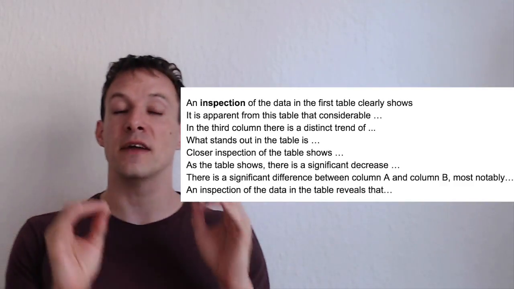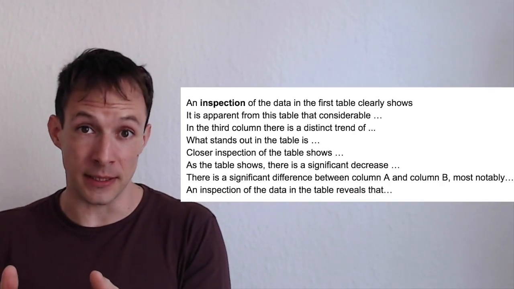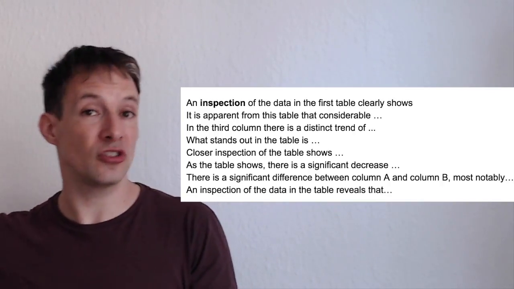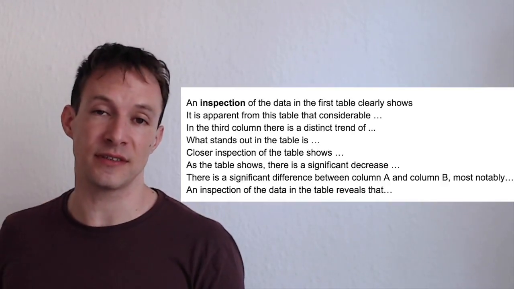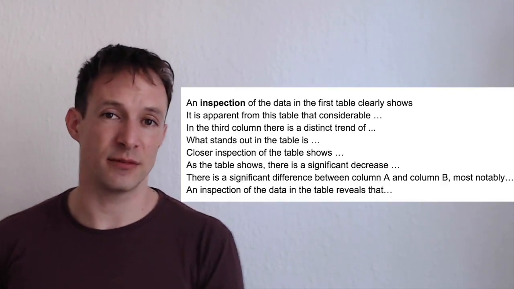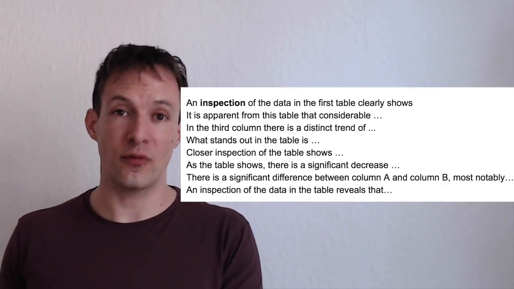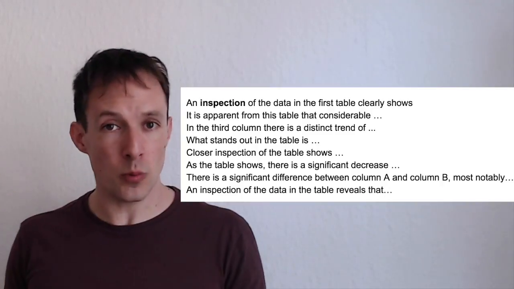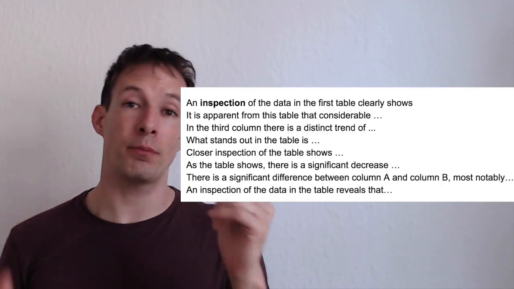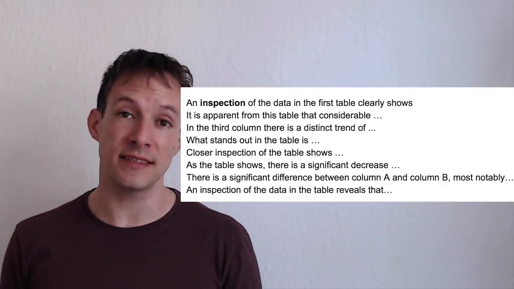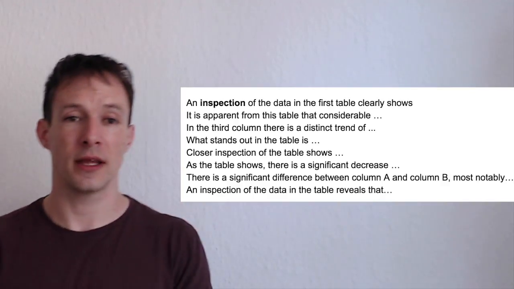Next one. There is a significant difference between column A and column B. Most notably, there is a 500% difference for the final year, something like that, okay? But this is another useful phrase, because if you use it appropriately, it's going to force you to make comparisons, which is one of the criteria for IELTS Academic Task 1.